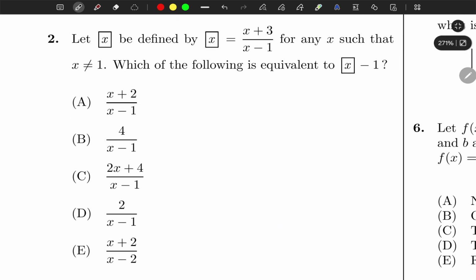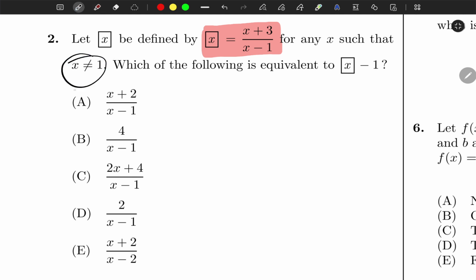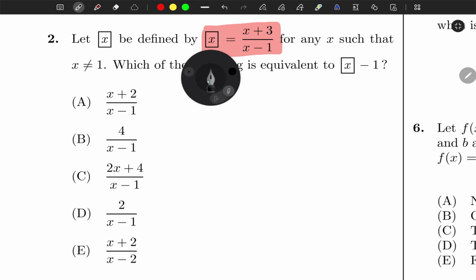Okay, so it says, let x be defined by x is equal to x plus 3 over x plus 1 for any x such that x is not equal to 1. Okay, why do we know that? Because the denominator over here, the function would break, so you cannot have the denominator equal to 0. And if the denominator is not equal to 0, then you'll have x is not equal to 1. So we already knew that, but they still specified that for us, which is nice.